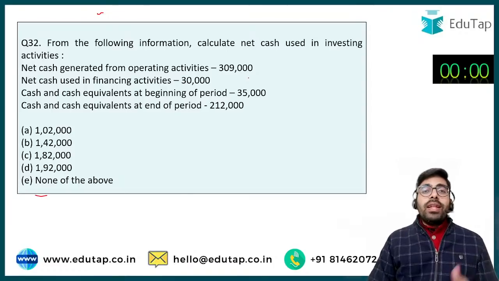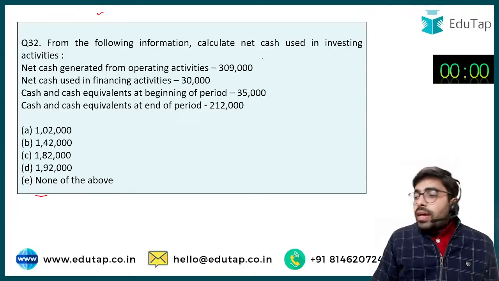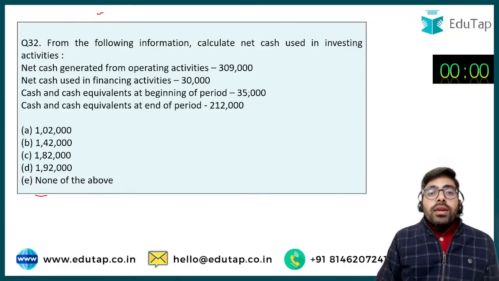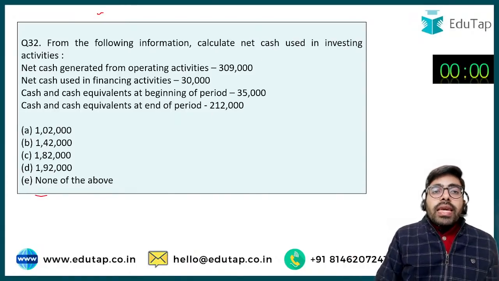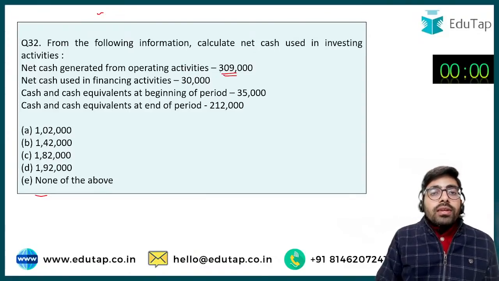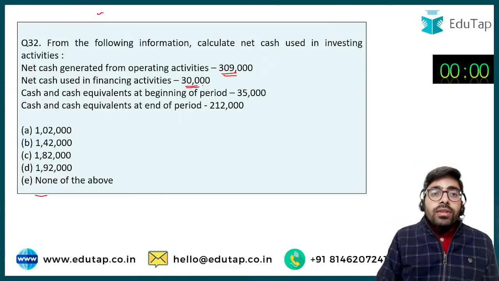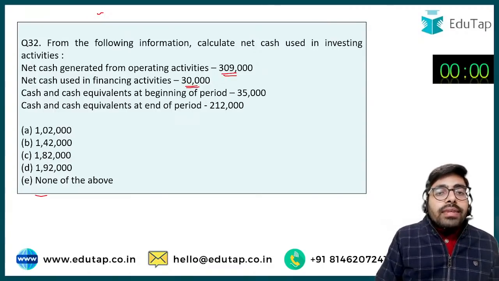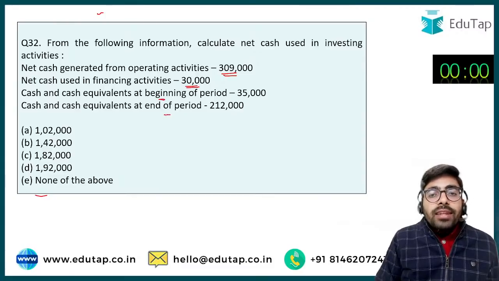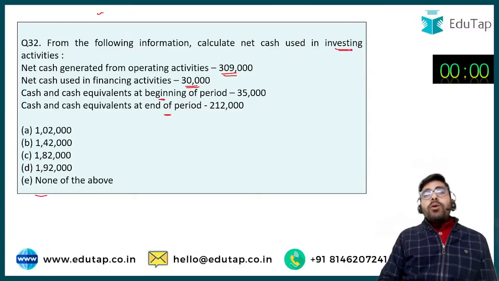So now let's see if you can answer this next question. Let me try to solve this question and you try to solve it on your own. In this question we are given that in operating activities we used cash of 3,09,000, and in financing activities we used cash of 30,000. The opening and closing balance of cash and cash equivalents is also given, and now they are asking how much amount must have come from investing activities.